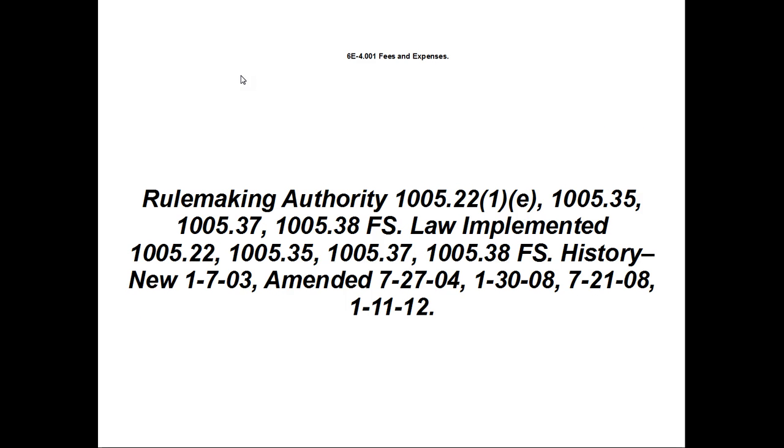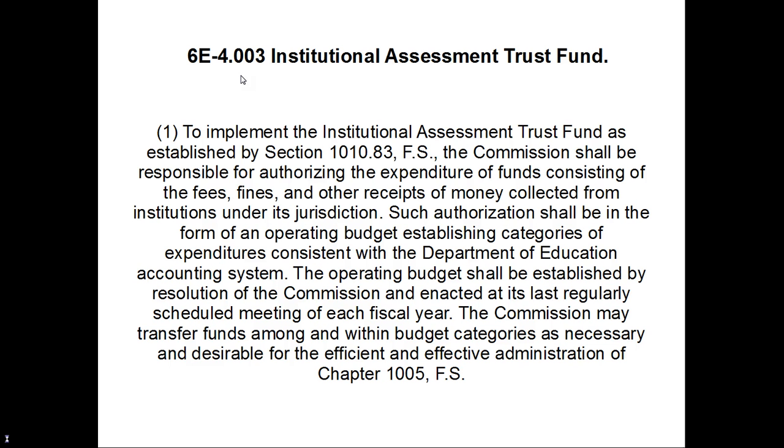The rulemaking authority for fees and expenses. Rulemaking authority is 1005.22(1)(e), 1005.35, 1005.37, 1005.38. Florida State law implemented: 1005.22, 1005.35, 1005.37, 1005.38. Florida State history: January 7th, 2003, amended July 27th, 2004, January 30th, 2008, July 21st, 2008, and once again January 11th, 2012.